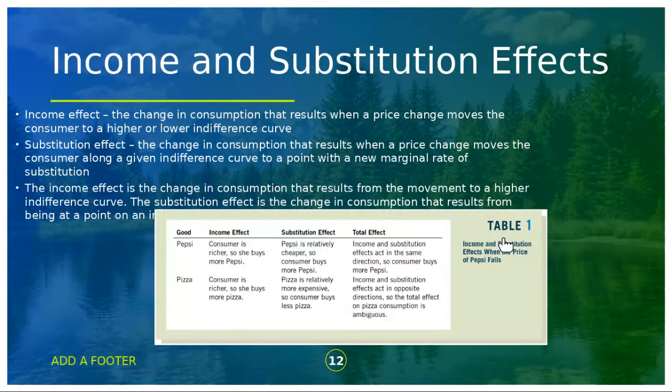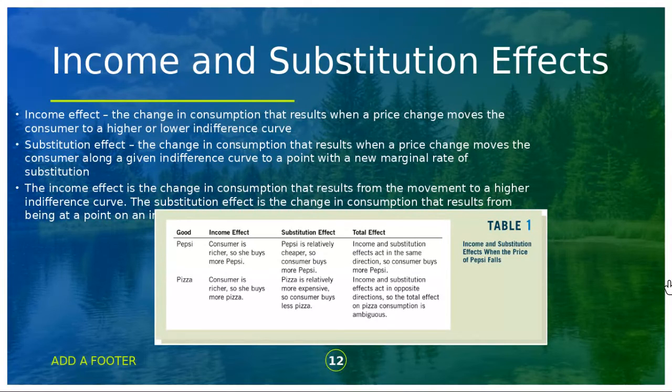So again, the income effect is simply the change in consumption that results when an income change moves the consumer to a higher or lower indifference curve. Apologies for the typo, that should be income. A substitution effect, however, is the change in consumption that results when a price change moves the consumer along a given indifference curve to a point with a new marginal rate of substitution.